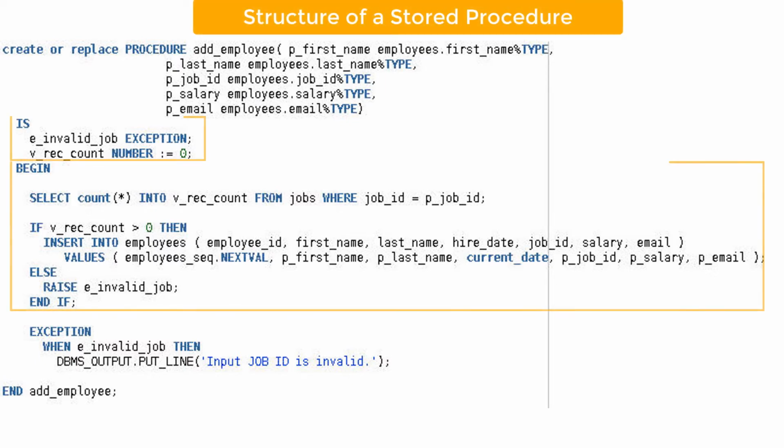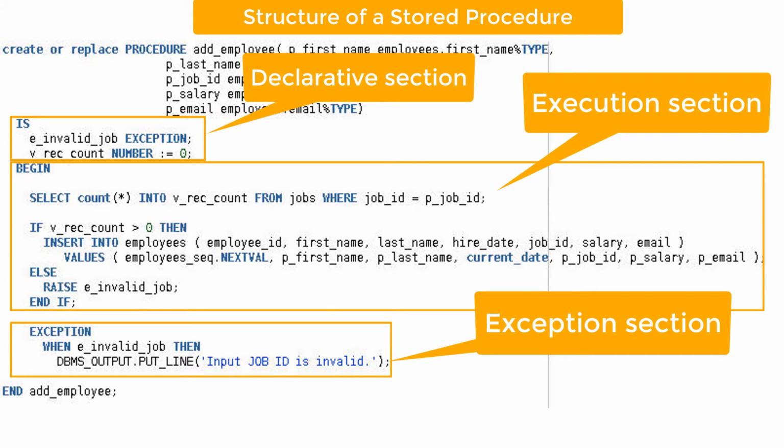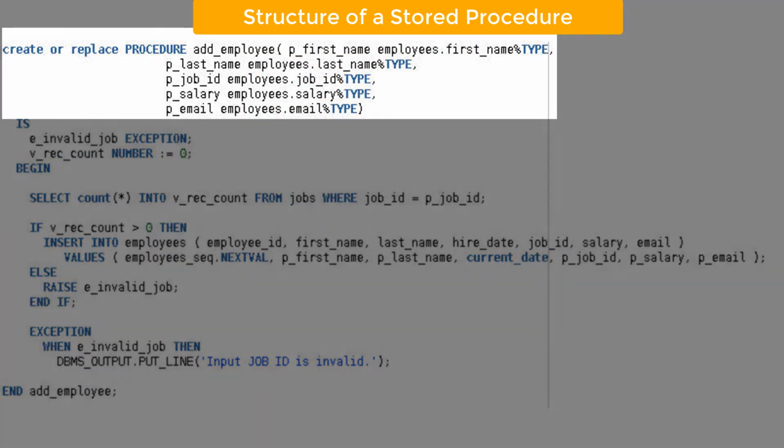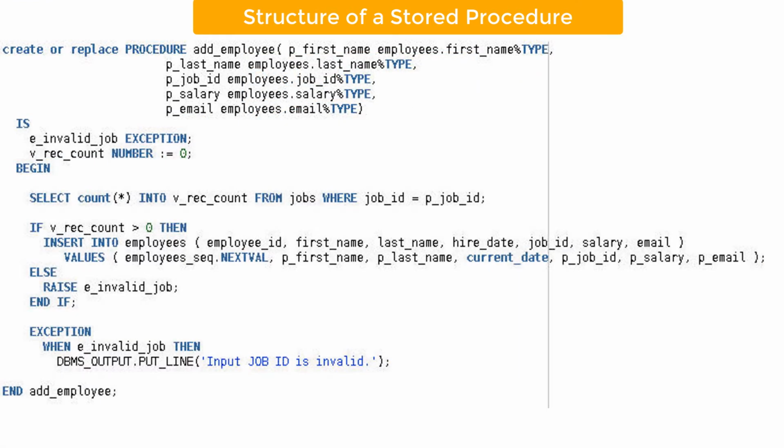First, if you observe the stored procedure, you can notice that its structure is similar to a simple PLSQL block, the only difference being the header. Let's look at the structure of the stored procedure in detail now. The header starts with the create or replace procedure keywords followed by the procedure name and its parameters. The header determines the way the stored procedure is invoked.